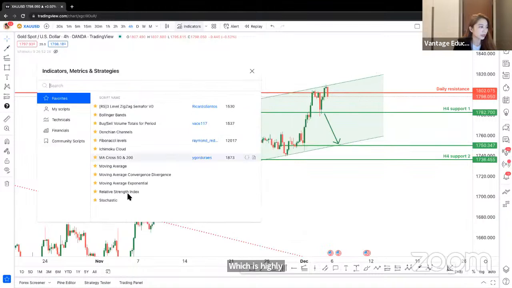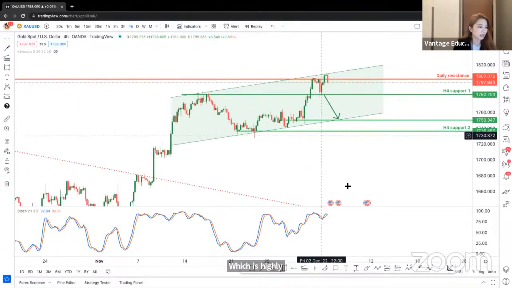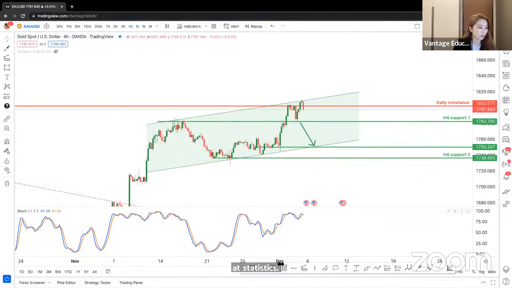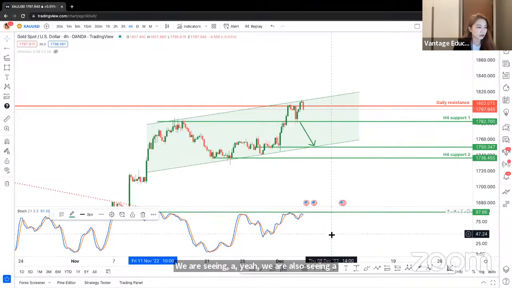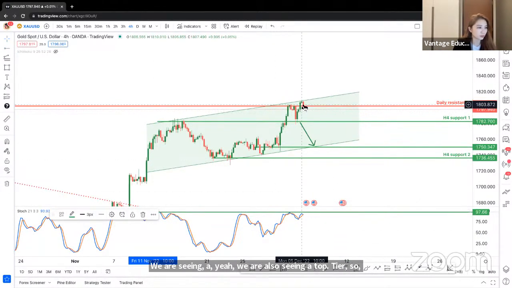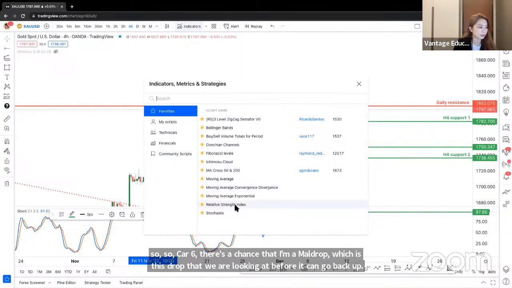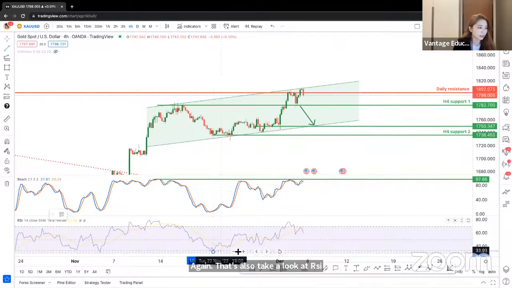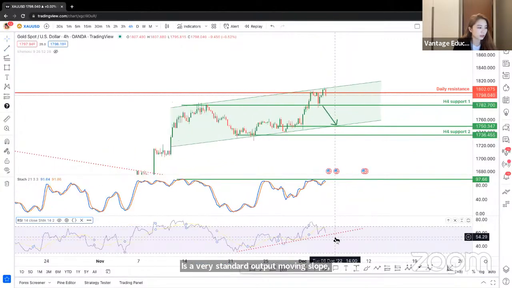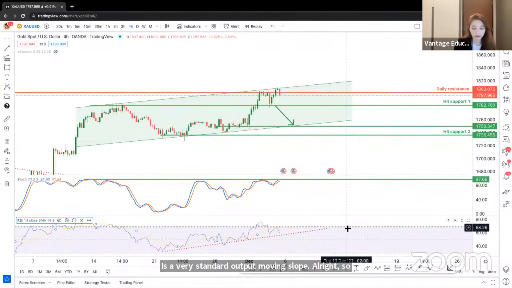We can also look at stochastics. We are also seeing a top tier at stochastics. There's a chance of a mild drop, which is this drop that we are looking at, before it can go back up again. Let's also take a look at RSI. RSI is a very standard upward moving slope. So we are still upward according to it.